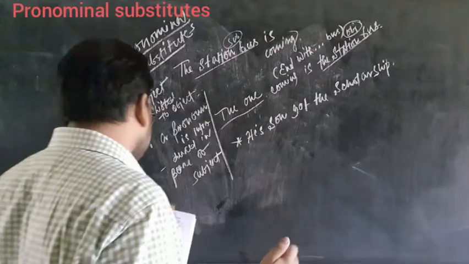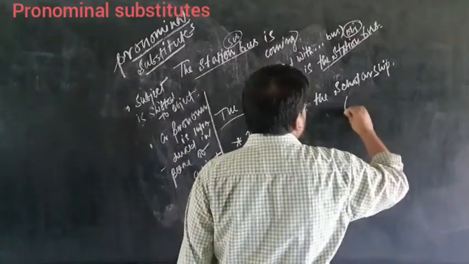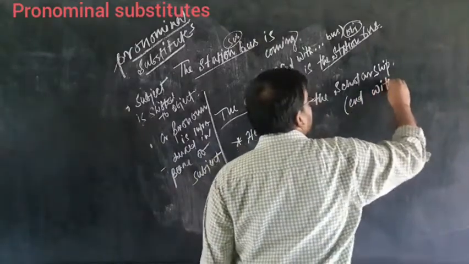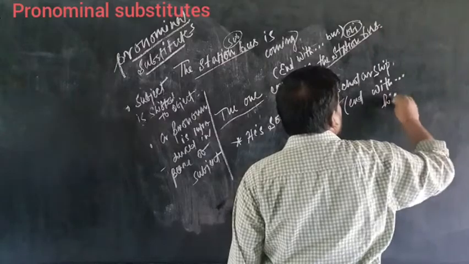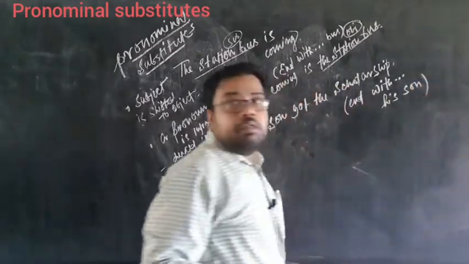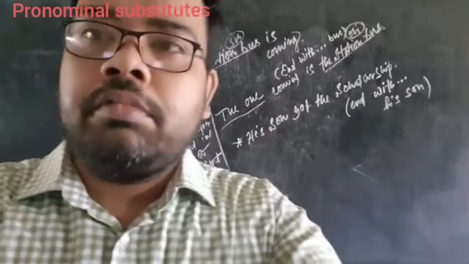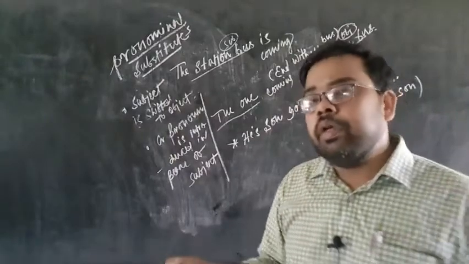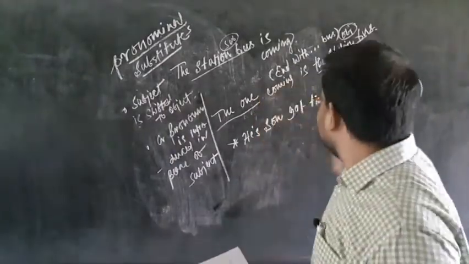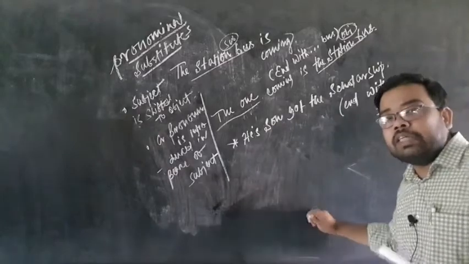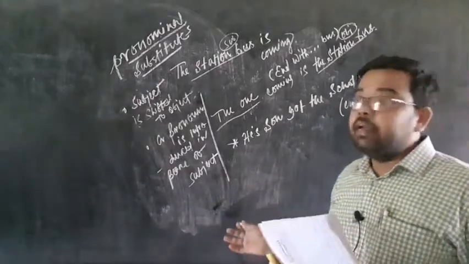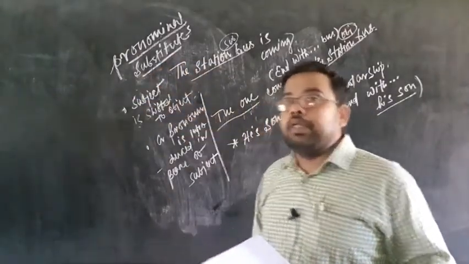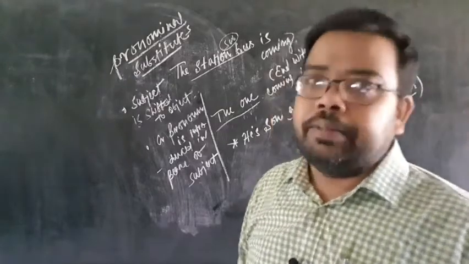Now what is directed here? You have to end with his son. What you have to do? You have to end with his son. So you can see the subject has already gone to the last part. So we are very clear about what we have to do. We have to do what is called a pronominal substitute. We will substitute the subject with a pronoun.